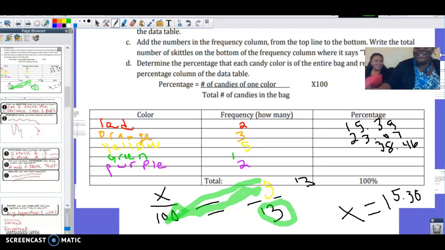All right, let me get the mouse so we can finish the rest of these. Okay. So next one is 1. I have 1 green Skittle. So we do the 1 times the 100, which is going to give us 100, right? And then divide that by the 13 so we can see what the percentage is for the green Skittle. 100 divided by 13.